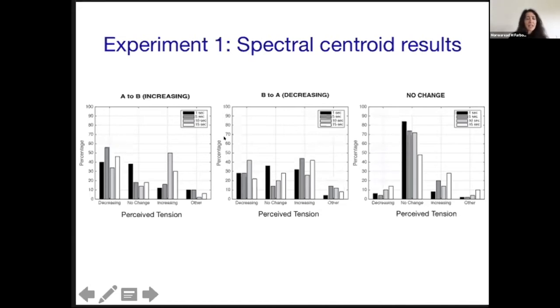As you can see, there's no rhyme or reason to these responses. And even if you look at the no change case, there are quite a number of subjects that selected increasing tension, even though there was no change at all.